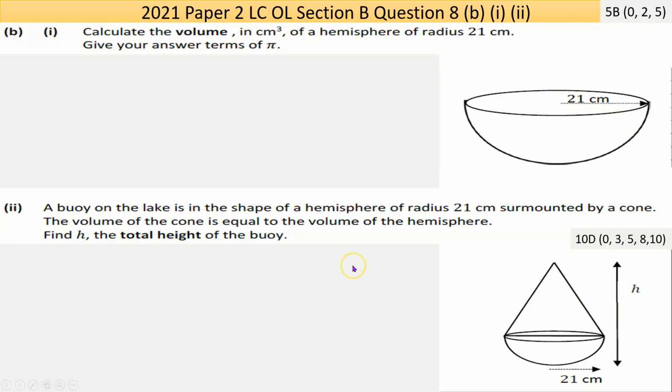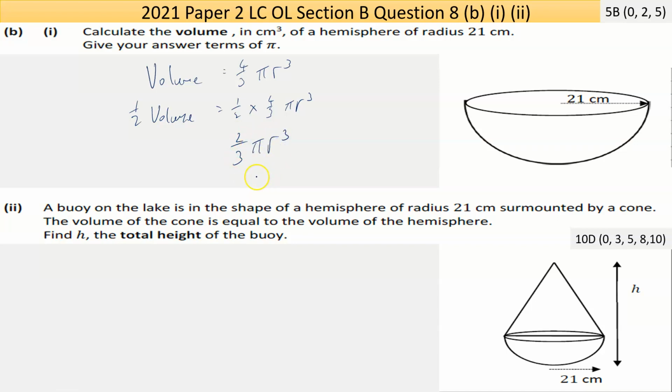My volume is, what was it there, 4 over 3 pi r cubed. So make sure you copy that down. Now you won't get marks for just writing that down, because you're given the formula in the maths tables. Now, I want half the volume, because it's a hemisphere, so that's half times 4 over 3 pi r cubed. Now half of 4/3 is 2/3. So 2/3 pi r cubed.